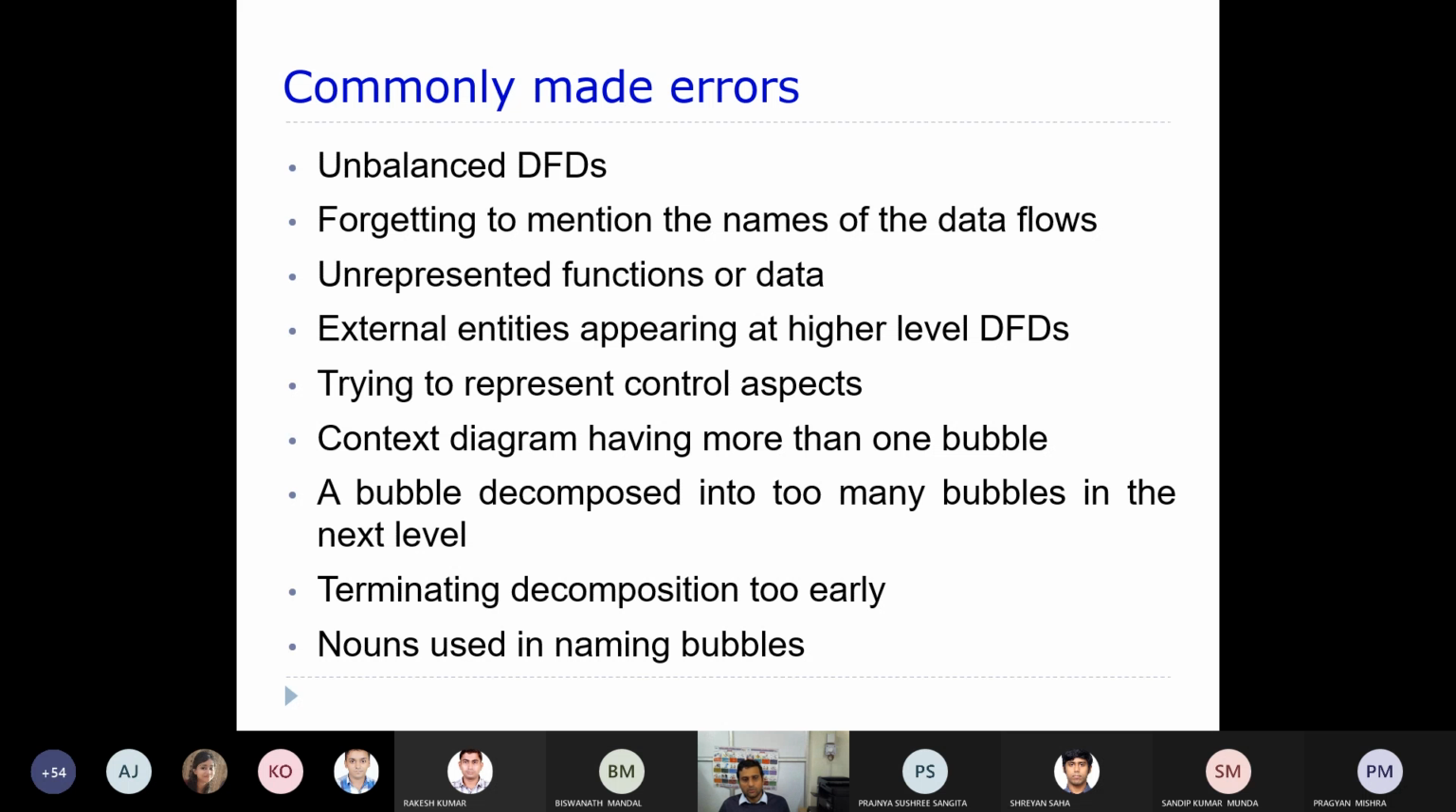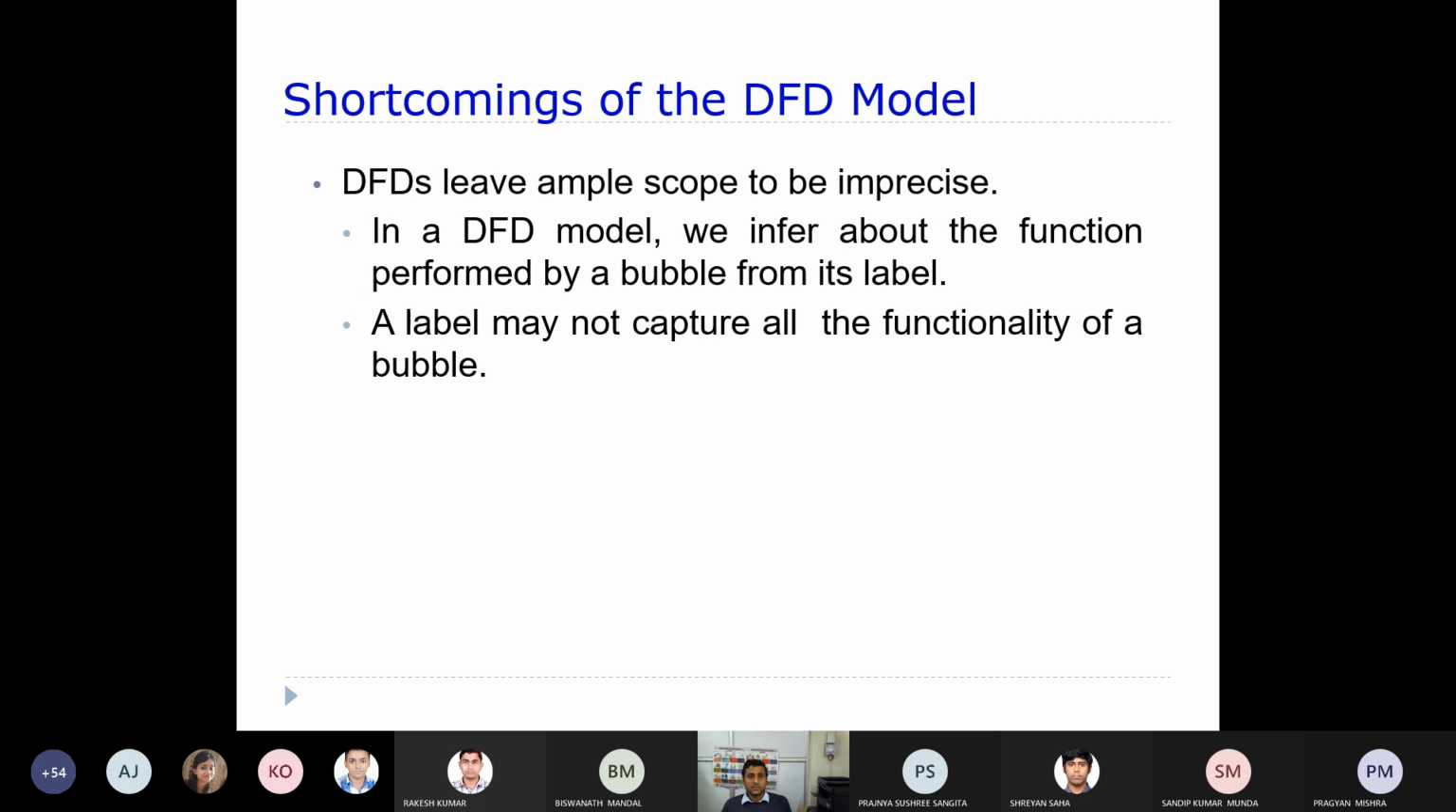Another error is nouns used in naming bubbles. I told you these bubbles are actually processing functions, so they are actually the verbs, but sometimes we give nouns instead. So these are the common errors that we make while designing these DFDs, right?